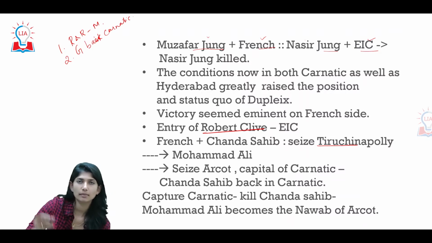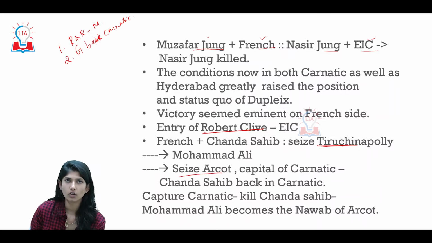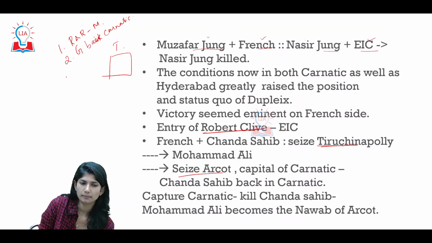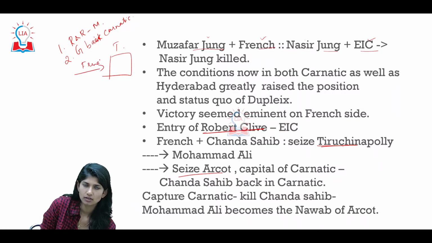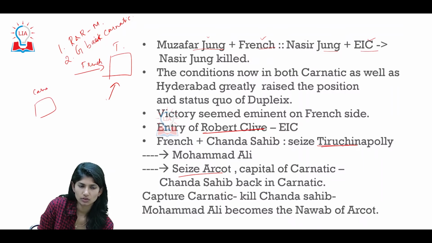Okay, to gain back Karnataka, they realized that you have to lay siege to Tiruchirappalli, free this place, free Muhammad Ali, and then lay siege to Arcot. See, now this place, Tiruchirappalli. You're French, and it's Nawab. Who's the new Nawab? Carnatic's new Nawab. Let's assume this is Carnatic, this is Tiruchirappalli, this is French, this is Chanda Sahib. Now they are waiting for this guy, Muhammad Ali.